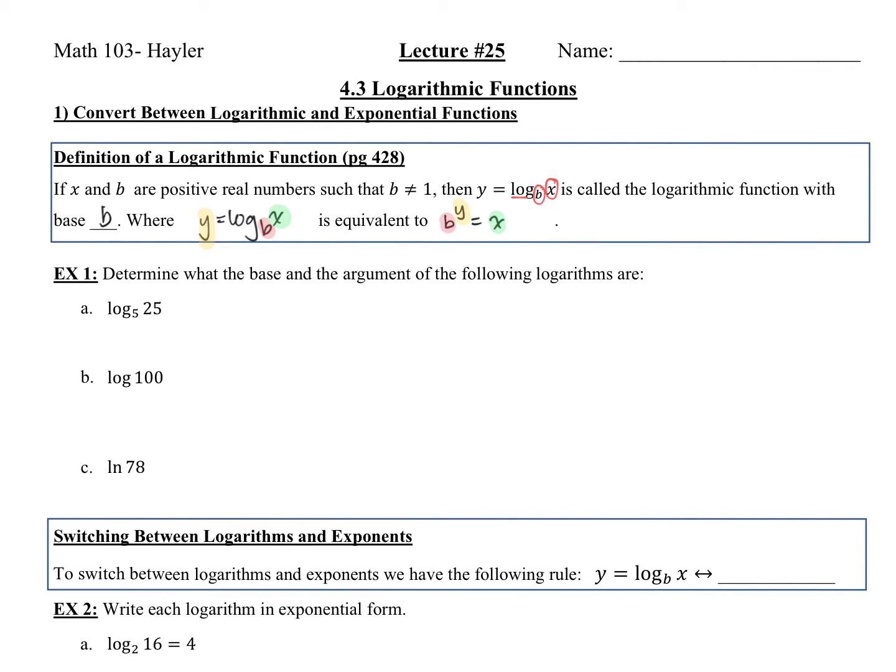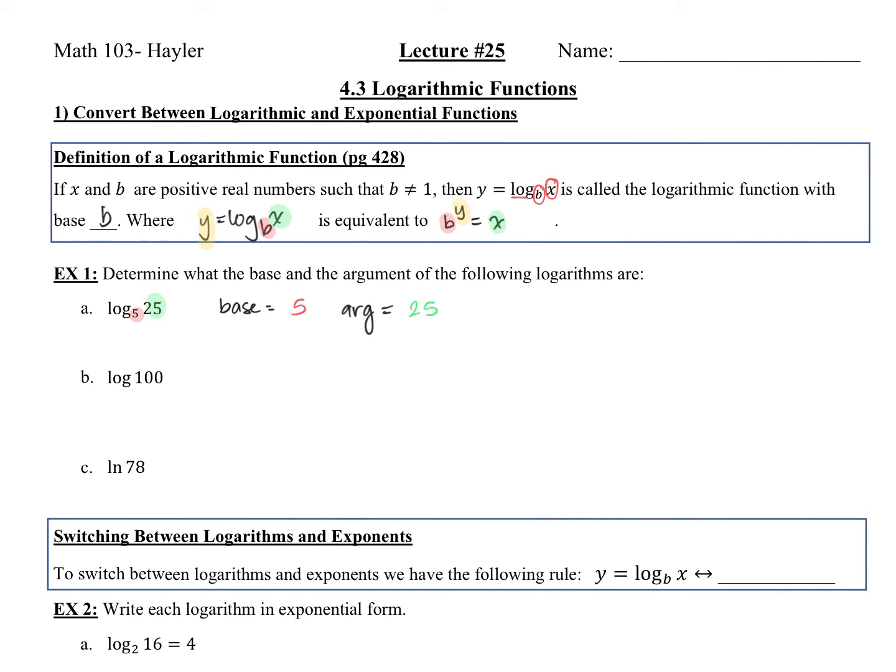All right, so for example 1, determine what the base and the argument of the following logarithms are. Go ahead, give the first one a try by yourself and see if you can determine it. All right, so the base is going to be 5. And I'll just shorthand the argument. Argument is going to be 25.